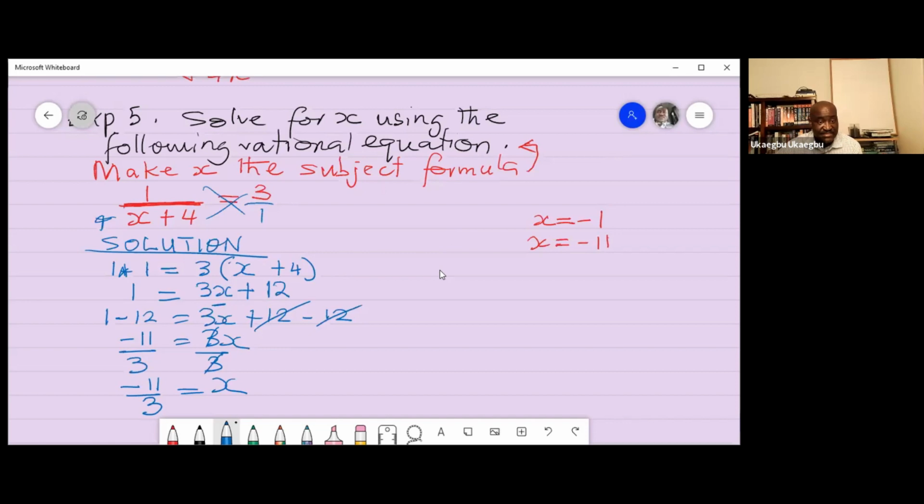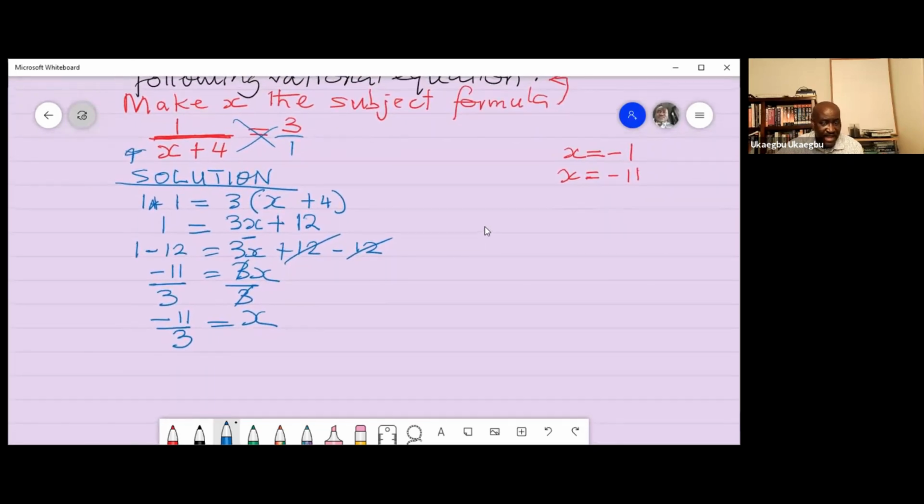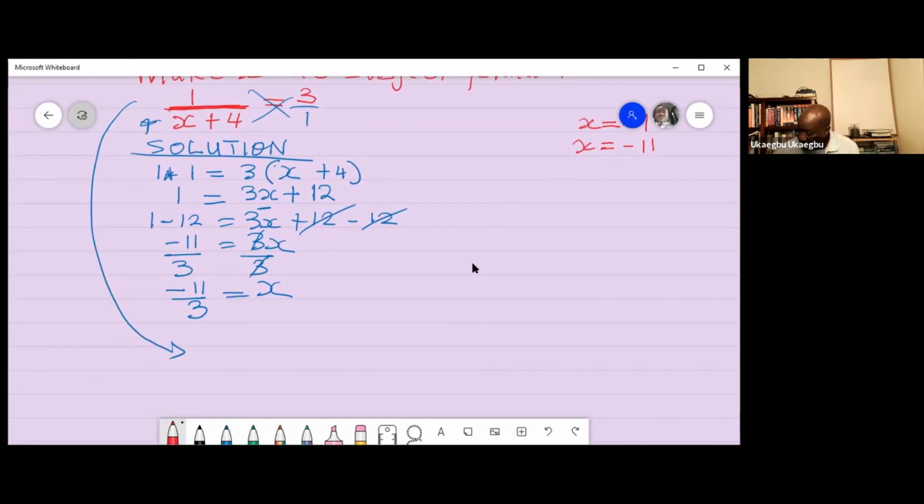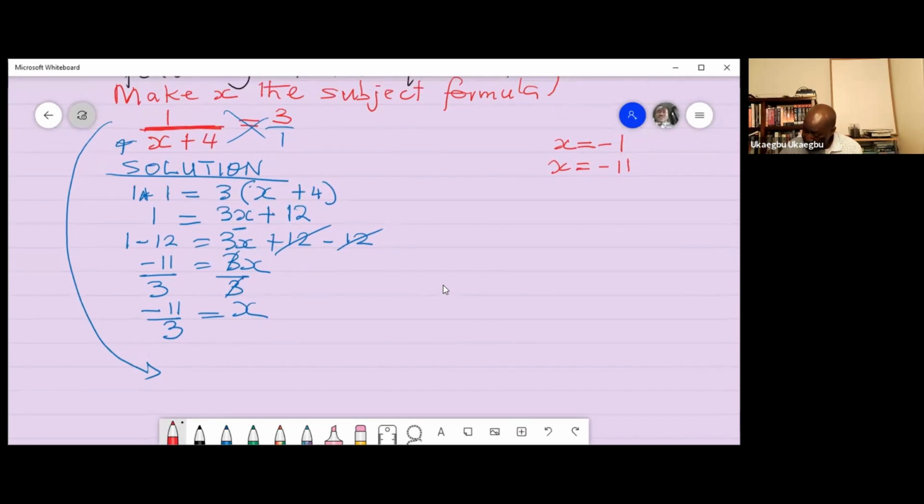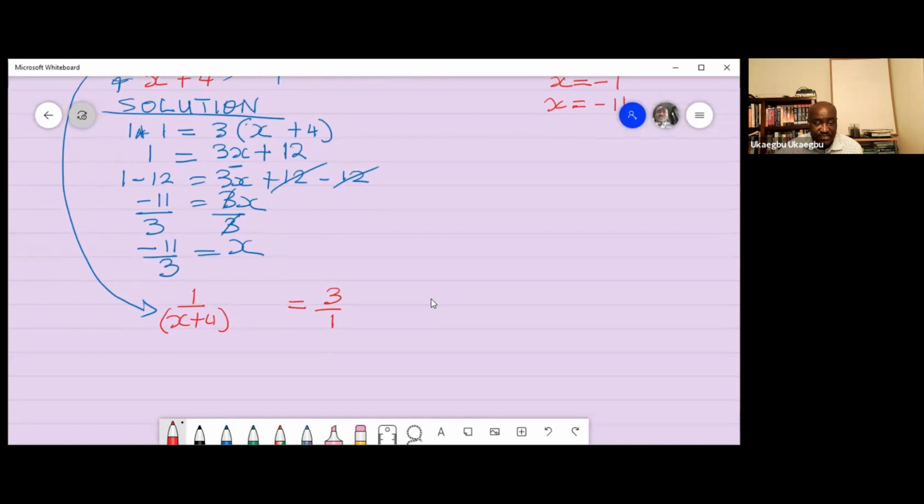Okay, so now here's another way of doing it, which is more like cross multiply. Now you're starting with 1 over x plus 4, and this is equal to 3 over 1. So you can multiply both sides by x plus 4.